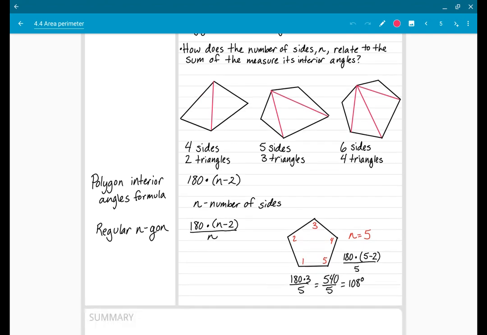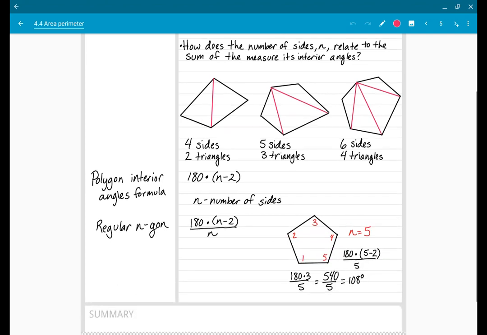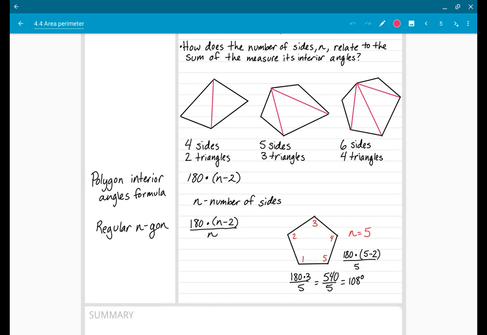All right, that's it for today. Lots of formulas. We're going to practice plugging in our numbers and solving in class.